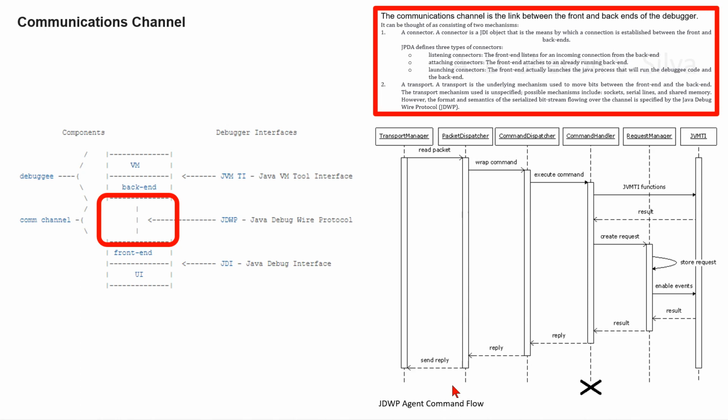Note this figure is simplified not to show that the request manager and the command handler call into an object manager and thread manager to get object IDs and thread info. These calls into the thread and object managers are equally relevant for command and event packet flows in the JDWP agent.